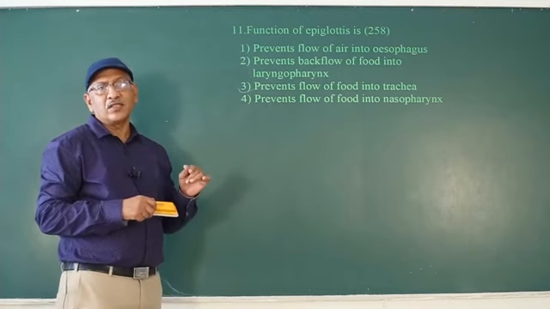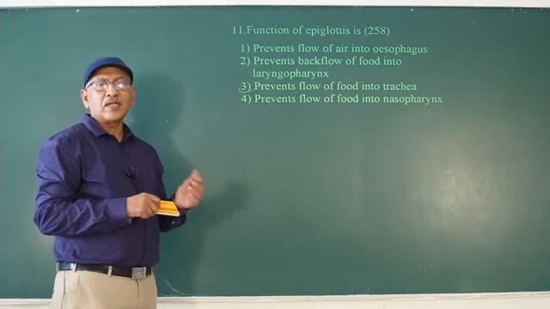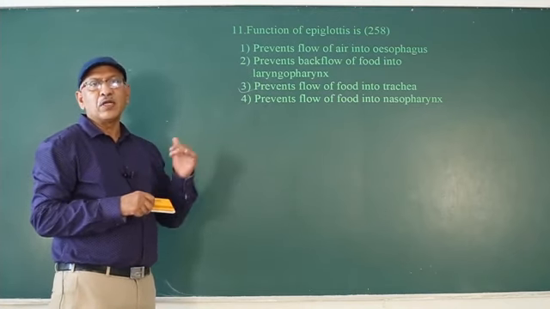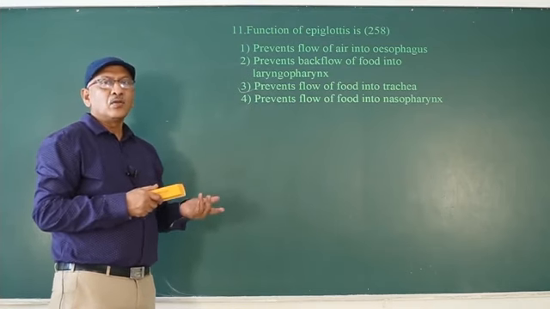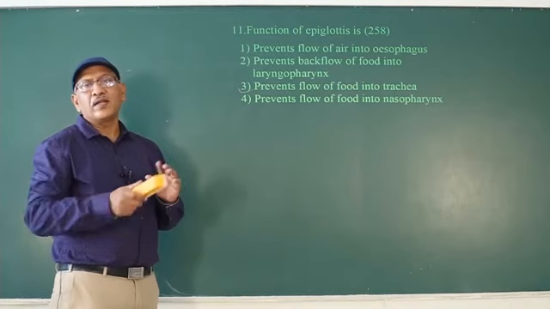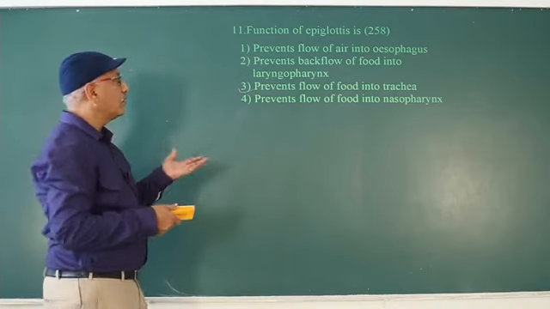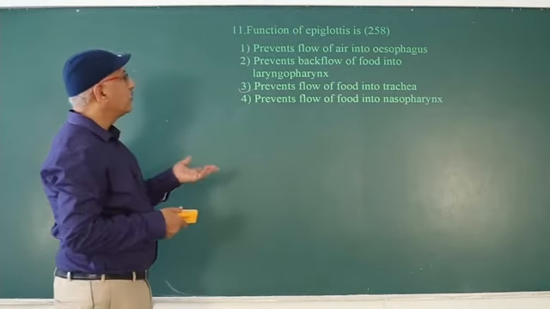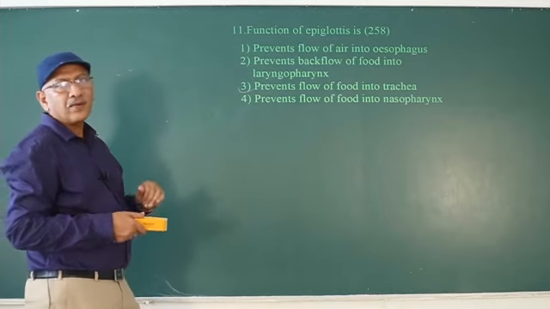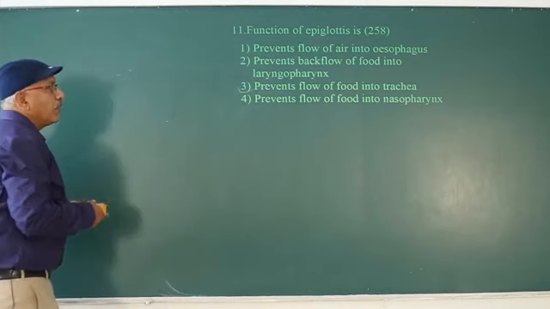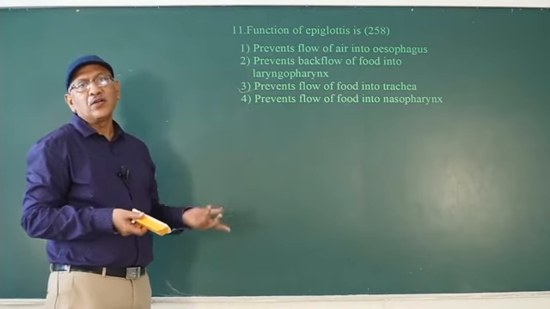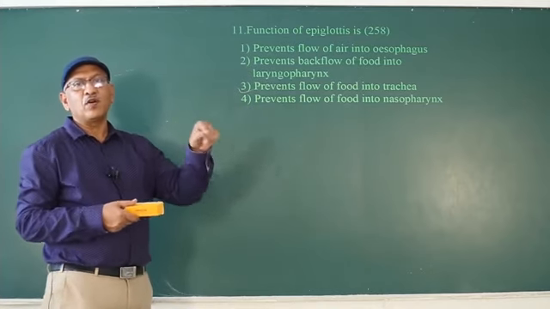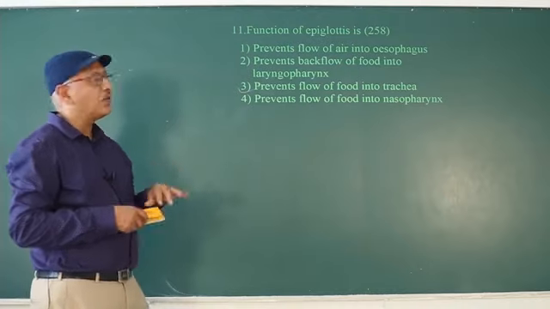Where is the epiglottis present? Around the glottis. Whenever we consume food, the epiglottis closes the glottis. The glottis opens into the larynx, and the larynx opens into the trachea. So the appropriate option here is prevent flow of food into trachea. Prevent flow of food into larynx is also correct, because first it prevents food flowing into the larynx, and in this manner it prevents the flow of food into the trachea, the respiratory route.